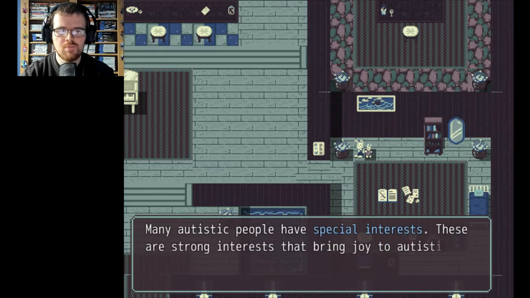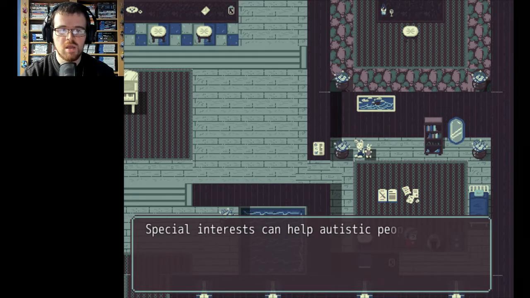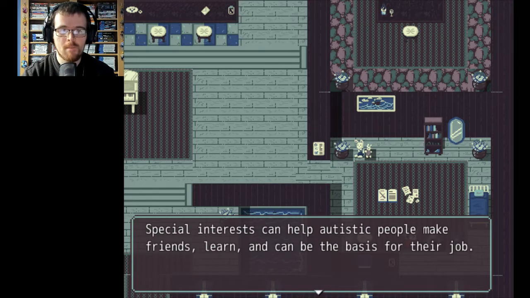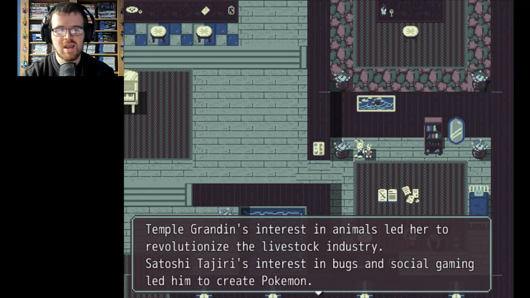Many autistic people have special interests. These are strong interests that bring joy to autistic people and can be the main focus of their attention. Special interests can help autistic people make friends, learn, and keep the basis of their job. Temple Grandin's interest in animals led her to revitalize the livestock industry. Satoshi Tajiri's interest in bugs and social gaming led him to create Pokemon.